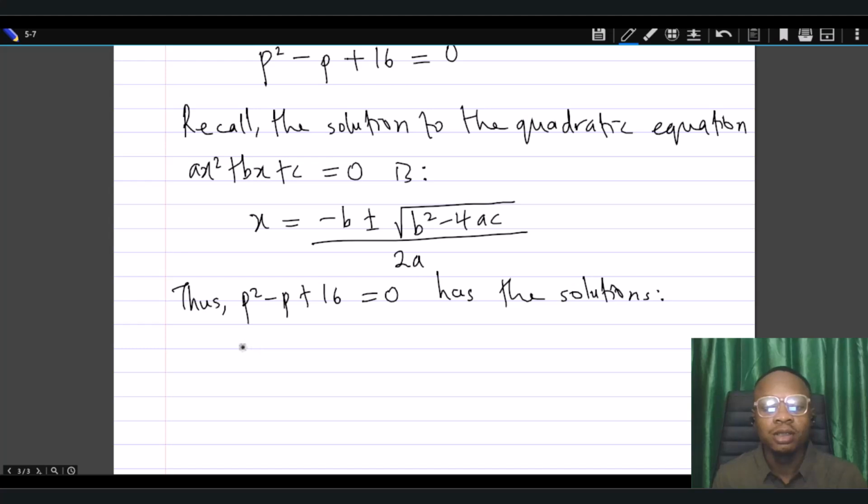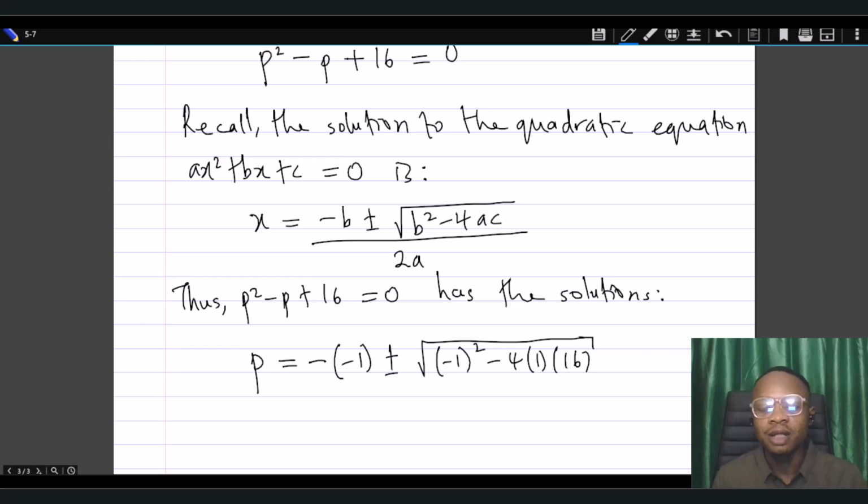Okay, so then we're going to have p equal to, comparing to this form, our a, the coefficient of the square term, is 1, and our b, the coefficient of the linear term, is minus 1, and c, the constant, is plus 16. So we have minus of minus 1, then plus or minus the root of b squared. So b in this case is minus 1, so this is minus 1 squared minus 4 multiplying a. A is 1. Then multiplying c. C is 16. So with that, we are good to go.